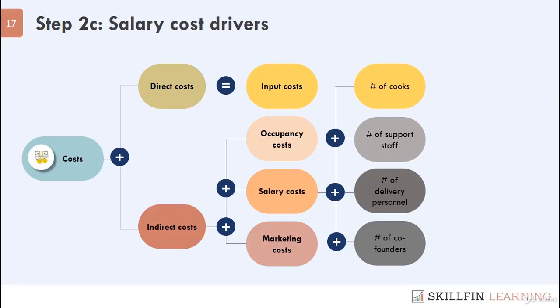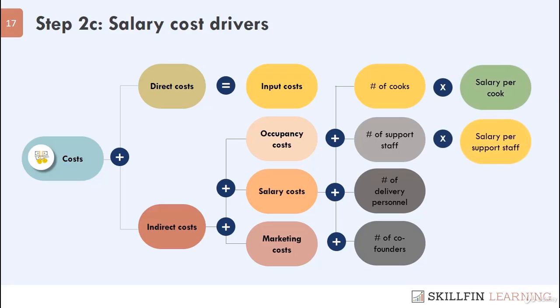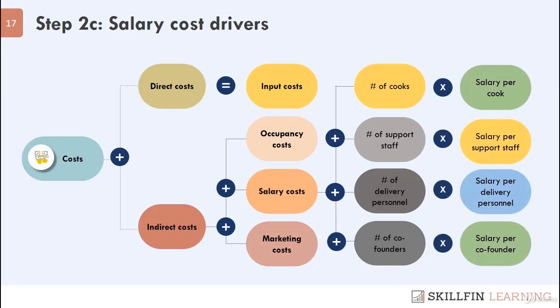Once we have forecasted the different types of people we would need to run the business, we would also need to estimate how much salary we would need to pay to each type of employee. So we need to ascertain the salary per cook, the salary per support staff employed, salary per delivery personnel, and the salary we would pay to the founders to run the business.